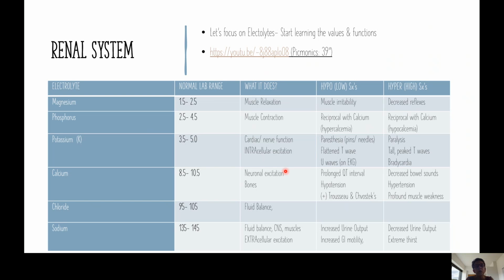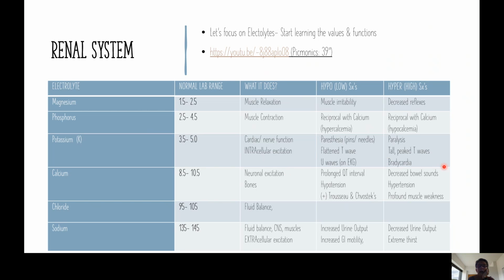It is the major intracellular electrolyte and is all involved with intracellular excitation. If it's low, the patient will have some pins and needles, like a numbness kind of sensation, tingling. The T wave on the EKG is flattened, and you may also see U waves on the EKG, which follow after the T wave, okay? It's like PQRST and then a little bloop at the end.